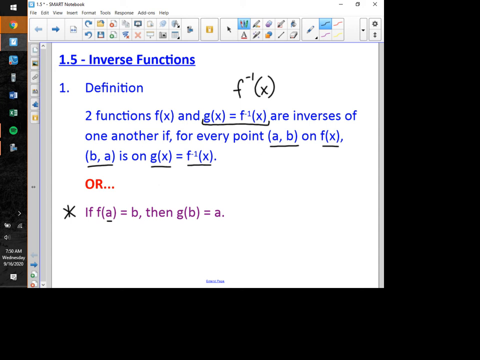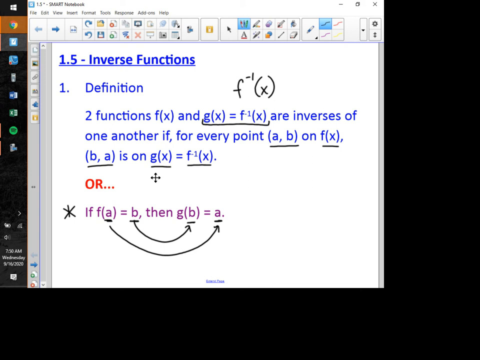meaning that if a is an input value into the f function and b is the output value that results, you can take that output from f and make it the input value into g. And if these functions are inverses, the output value you'll get from taking g of b is going to be a, which is the same as the input value that you used into f.